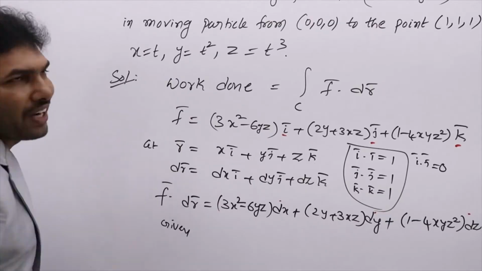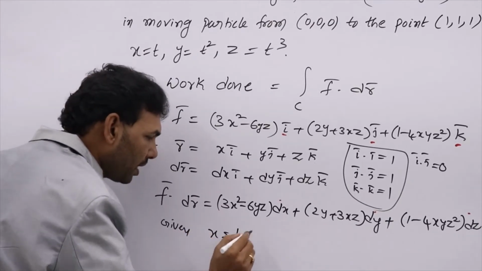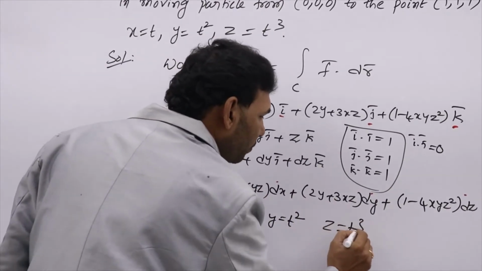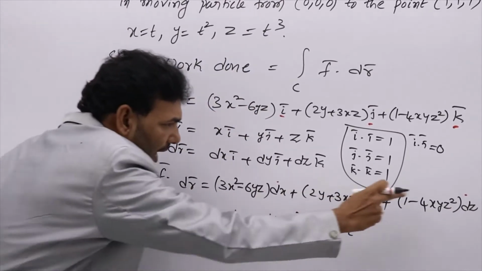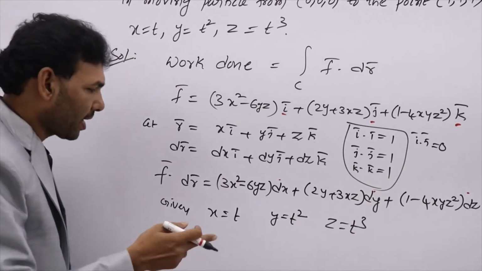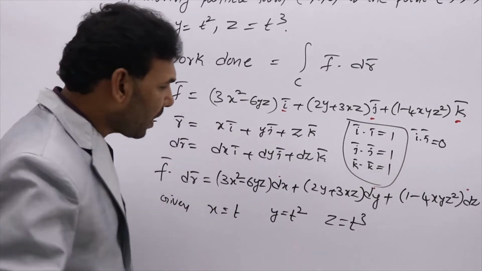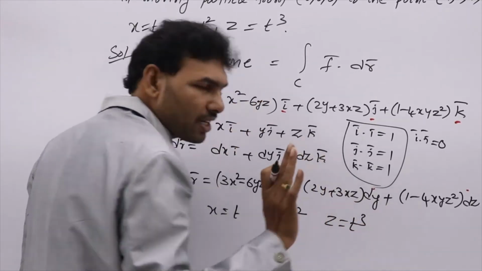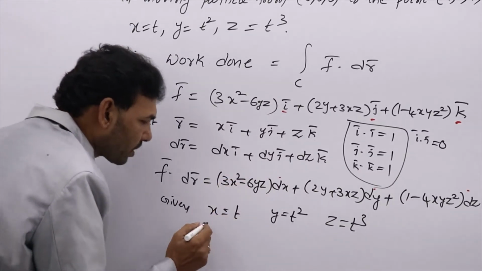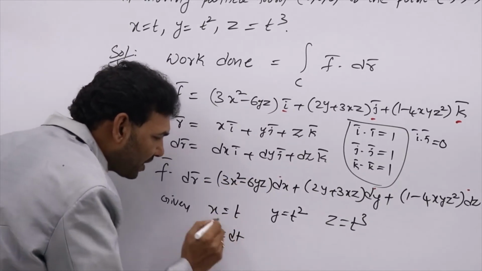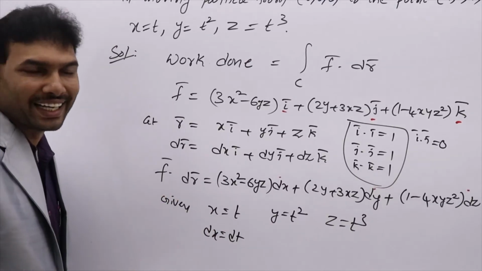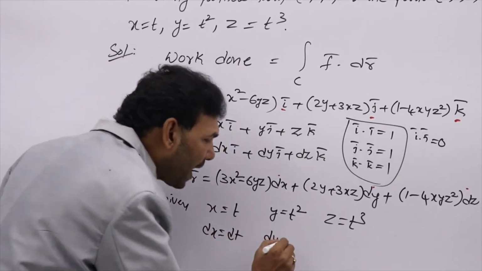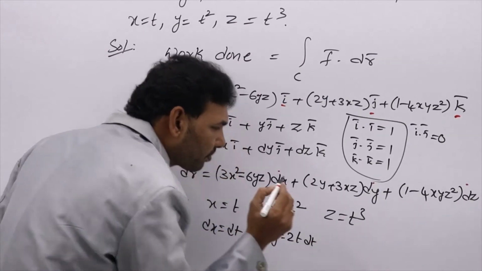What is that relation between x, y, z? x equals t, y equals t square, z equals t cube. Now wherever you have x in F bar dot dr bar, you are going to write t. Wherever you have y, you replace y with t square, and z with t cube. Now what about dx? dx is dt, differentiation of x is dx, differentiation of t is dt. Likewise, differentiation of y is dy, differentiation of t square is 2t dt.